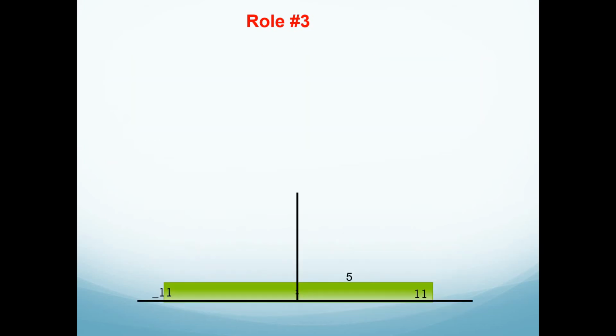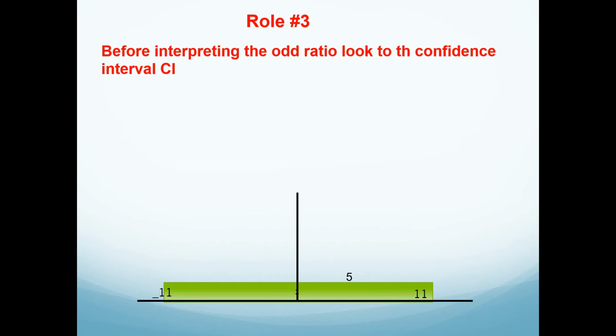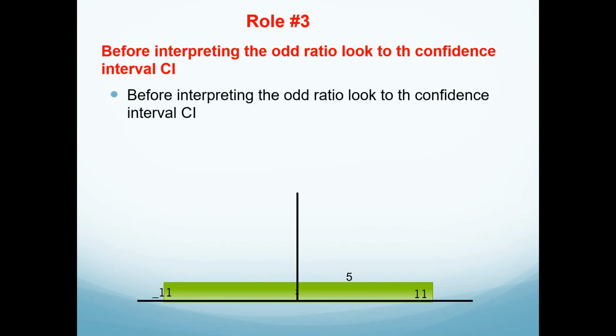So before you interpret the odds ratio, look at the confidence interval. For example, if the odds ratio is 5, and you look at the confidence interval and find it crossing the line of no difference, that means even if the odds ratio value seems significant, if the confidence interval crosses the line of no difference, this odds ratio will be statistically insignificant. We will explain it more in the next slides.